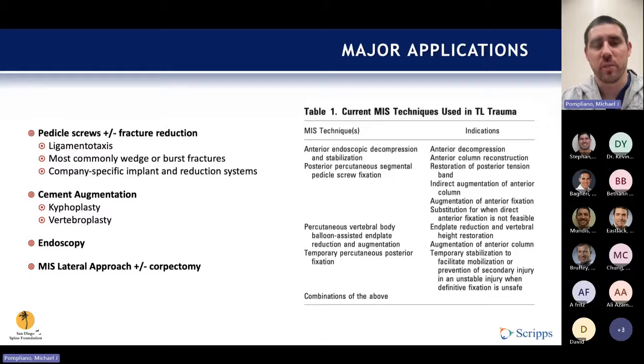This is another major application in terms of providing pain relief, which we'll talk about. Then endoscopy and MIS lateral approach or a mini open approach, specifically with corpectomy and anterior decompression. And we'll get into that as well.